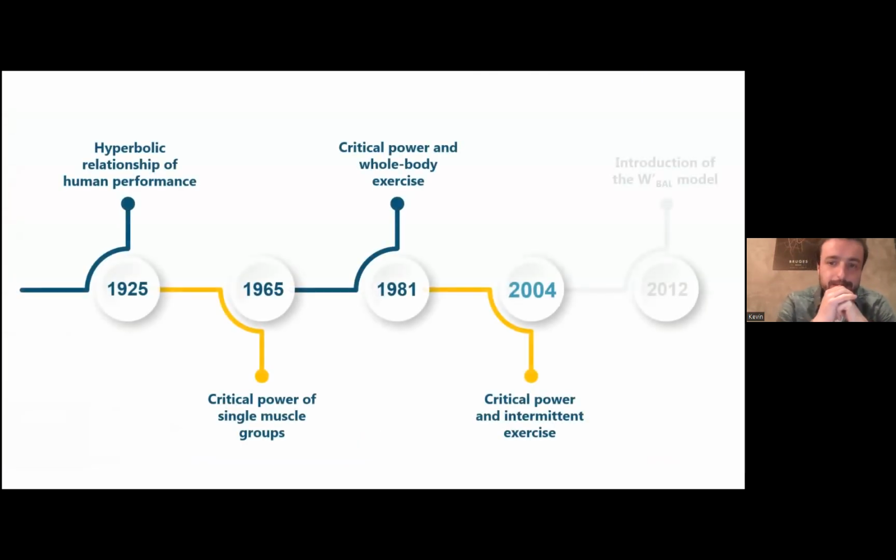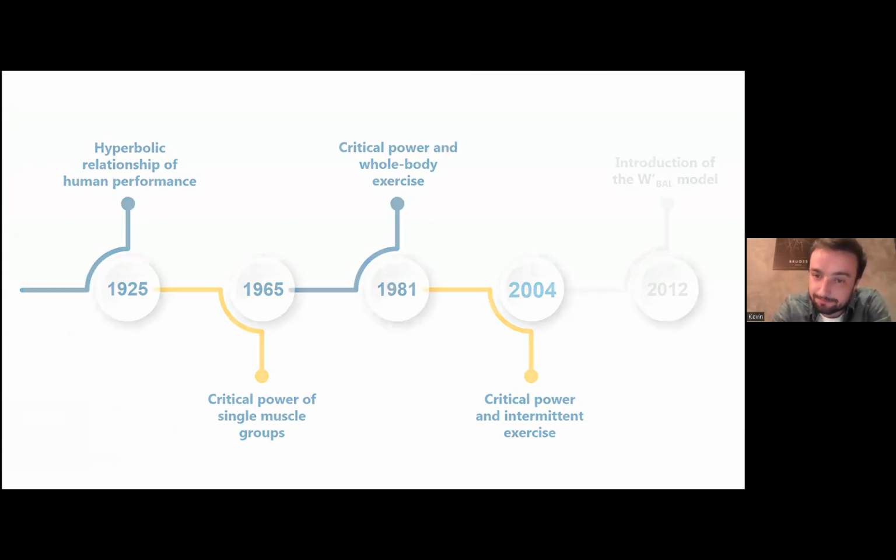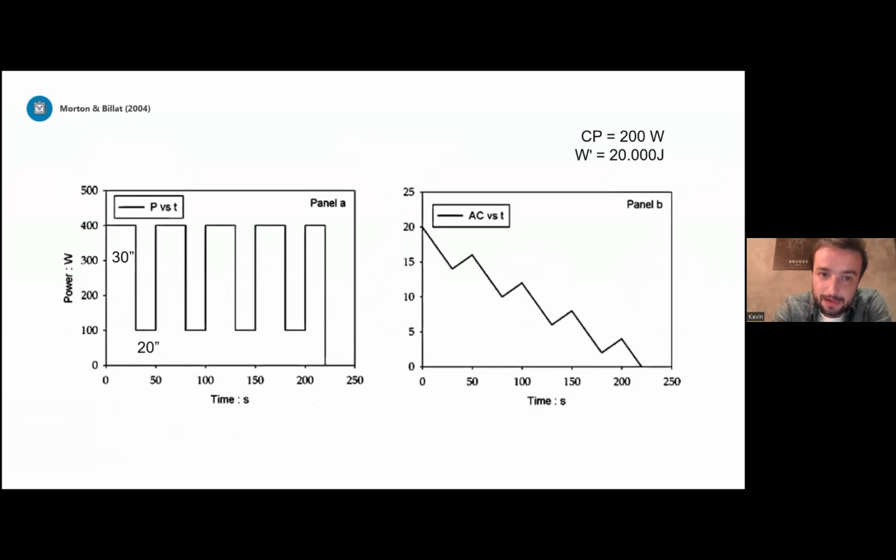So that's the reason that, and we're almost at the end of the timeline here, researchers start to apply the critical power model to intermittent exercise. And Morton and Bilal were the first, and what they assumed is just a simple model. Just like we assume that W prime depletion occurs in a linear way, they said, okay, W prime recovery occurs in a linear way as well.